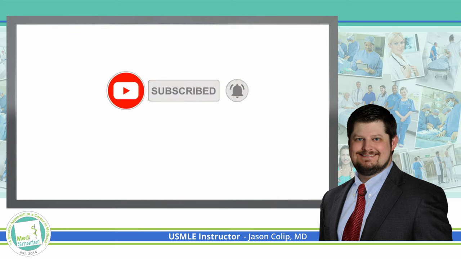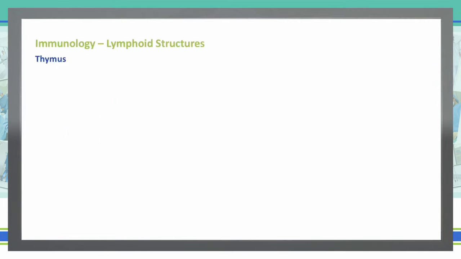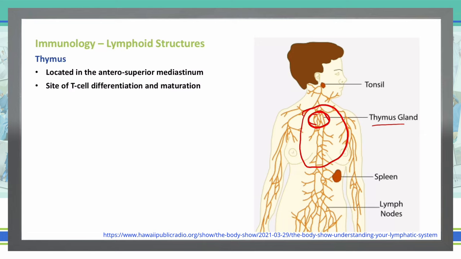Let's continue on with our discussions of immunology and discuss the thymus. The thymus is another portion of the lymphoid structures that is located in the anterosuperior mediastinum. So as you can see in this picture, your mediastinum is what I'm circling right now in the anterosuperior. So it's going to be as close to the front of the chest wall as possible and towards the top of the mediastinum. So right where that arrow for the thymus gland is pointing to is where we will usually see that. It is immediately posterior to the sternum, and it is usually around the heart area and the aortic arch. It is where T cells will differentiate and mature in the body.